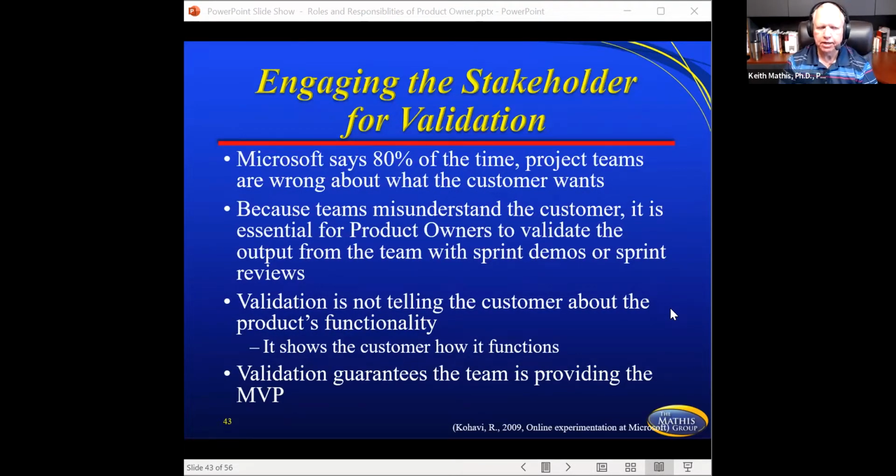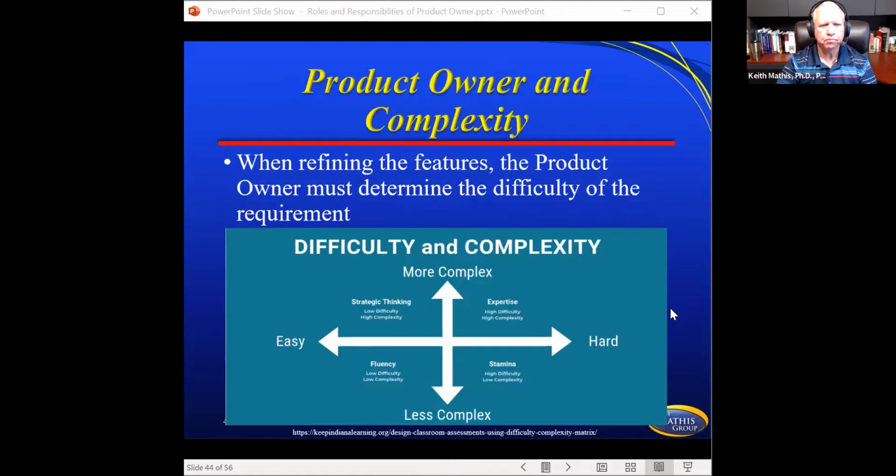Engaging the stakeholders for validation. Microsoft said, and I want to give you this quote because I thought it was interesting, that 80% of the time project teams are wrong about what the customer wants. Because teams misunderstand the customer, it is essential for product owners to validate the outcome from the team with sprint demos or sprint reviews. Validation is not telling the customer about the product's functionality. It shows the customer how it functions. Validation guarantees the team is providing an MVP. MVP stands for minimum viable product, the minimum amount of features. I thought that was a great quote.